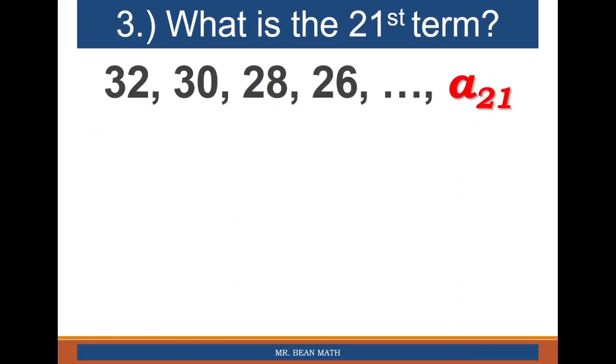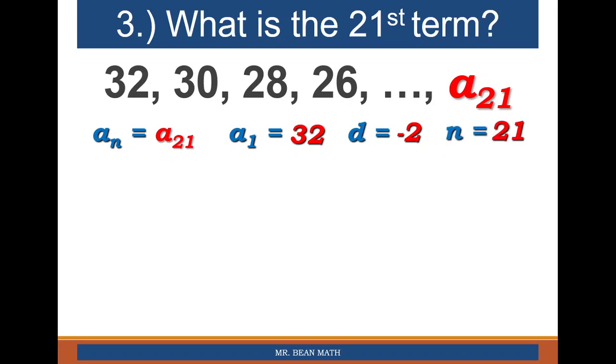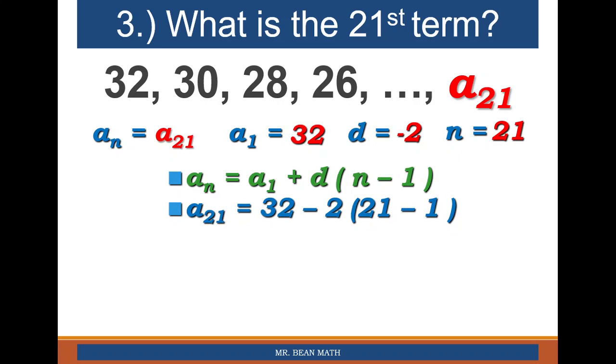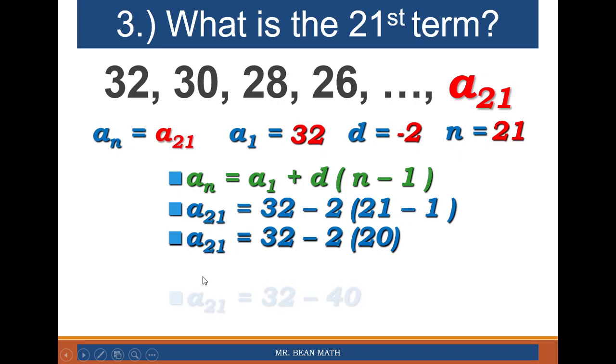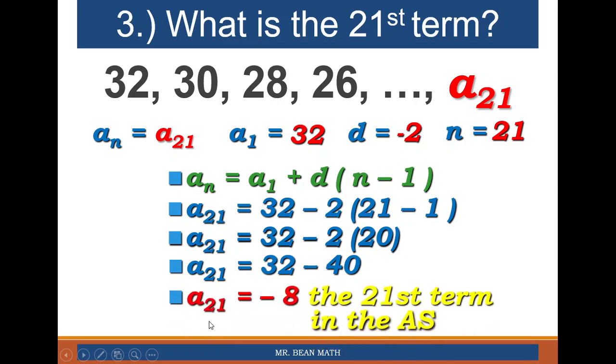What is the 21st term? 32, 30, 28, 26, and so on, where a sub n equals a sub 21, a sub 1 equals 32, d equals negative 2, and n is equal to 21. So using the formula, a sub 21 equals 32 minus 2 times quantity 21 minus 1. A sub 21 equals 32 minus 2 times 20. A sub 21 equals 32 minus 40. Therefore, a sub 21 equals negative 8, the 21st term in the AS.